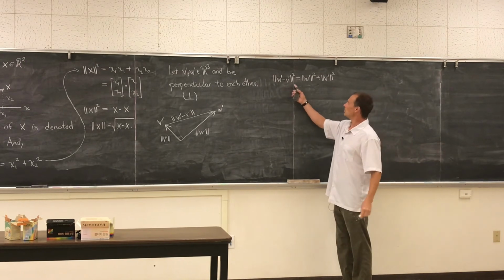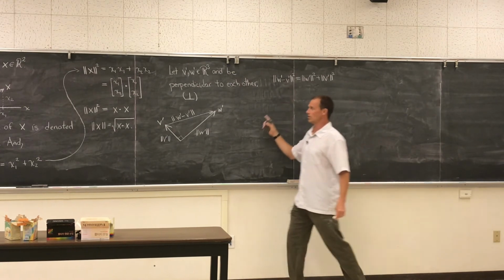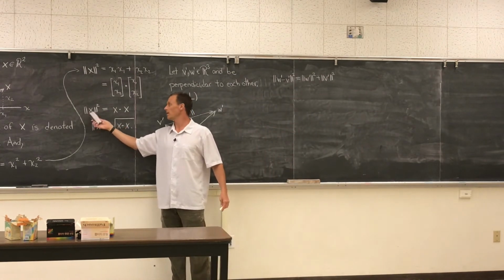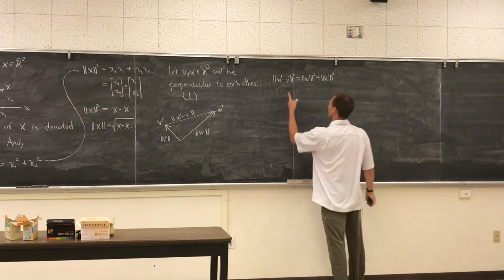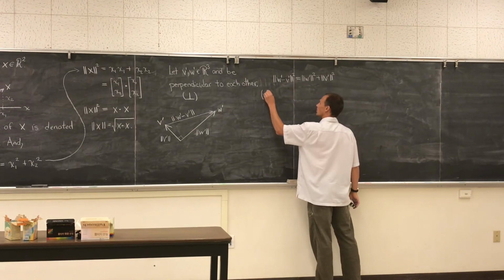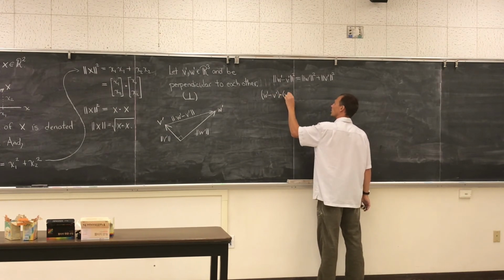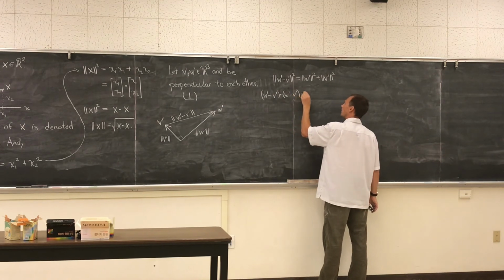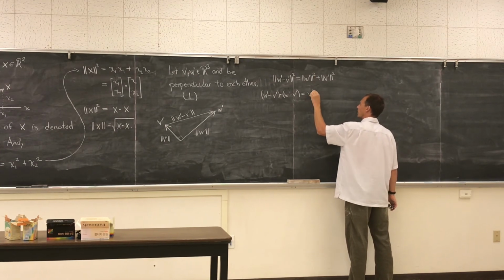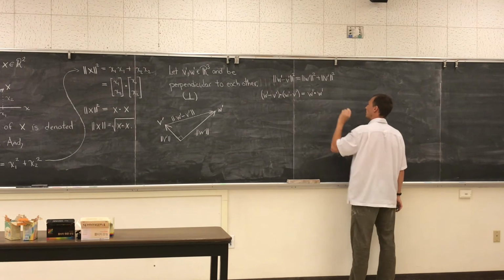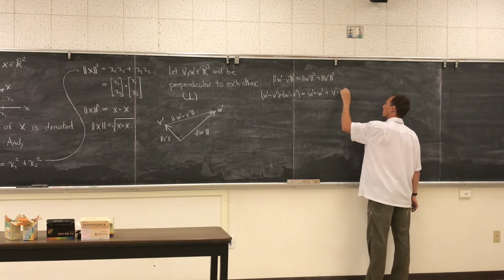Oh, but this is hard to work with. So let's change the form to our newly discovered tool. Our newly discovered tool says that the length squared is equal to the dot product of a vector with itself. So this becomes w prime minus v prime dotted with w prime minus v prime, equal to w prime dotted with w prime plus v prime dotted with v prime.